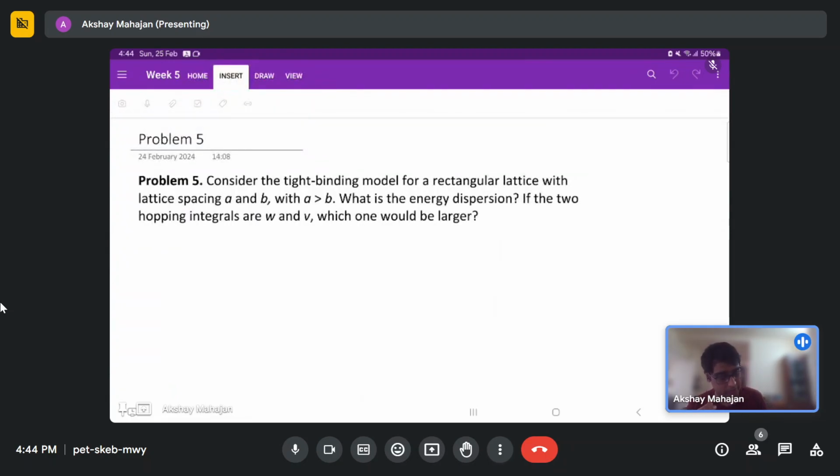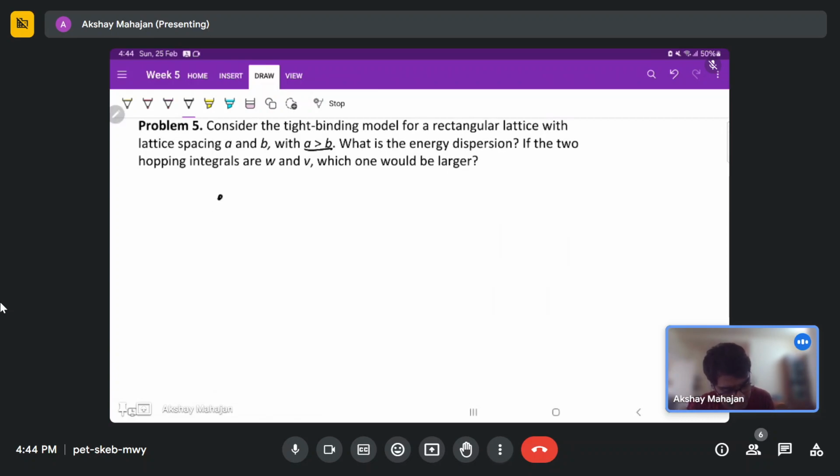Here we have to again consider the tight binding model, now for a rectangular lattice with lattice spacing a and b, and a is greater than b. Then it is asked what is the energy dispersion. If the two hopping integrals are w and v, where w corresponds to the hopping integral along the lattice parameter a, and v is along the lattice parameter b, then which one would be larger? Alright, so let us start with the energy dispersion.